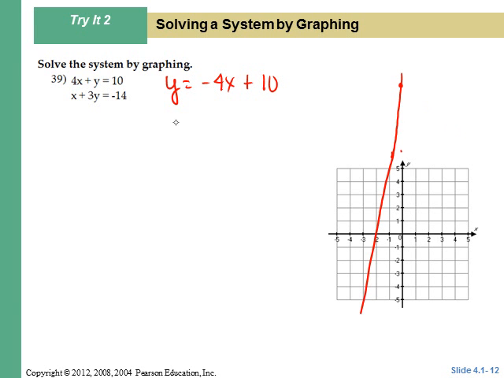And for the second one, I would get 3y is negative x minus 14. Divide everything by 3. Negative 14 thirds is down here. From there, go up 1, back 3, be about like this. So my solution is right there.